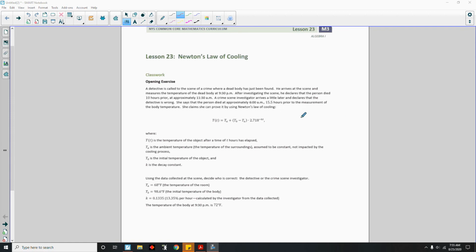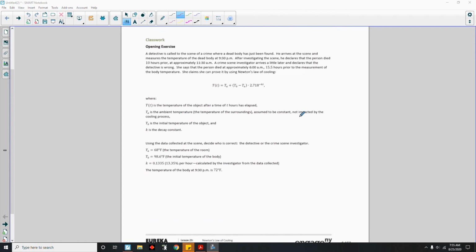Classwork opening exercise. A detective is called to the scene of a crime where a dead body has just been found. He arrives at the scene and measures the temperature of the dead body at 9:30 p.m. After investigating the scene, he declares that the person died 10 hours prior at approximately 11:30 a.m. A crime scene investigator arrives a little later and declares that the detective is wrong.